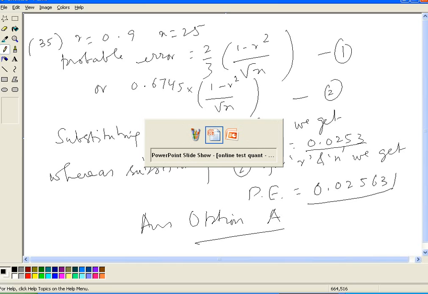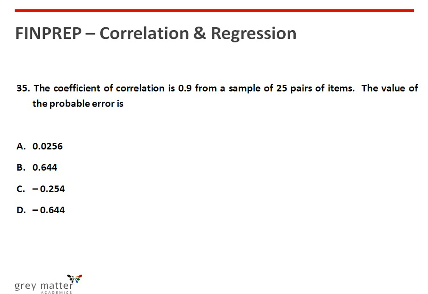Going back to the PowerPoint presentation, the option is A, which says 0.0256.